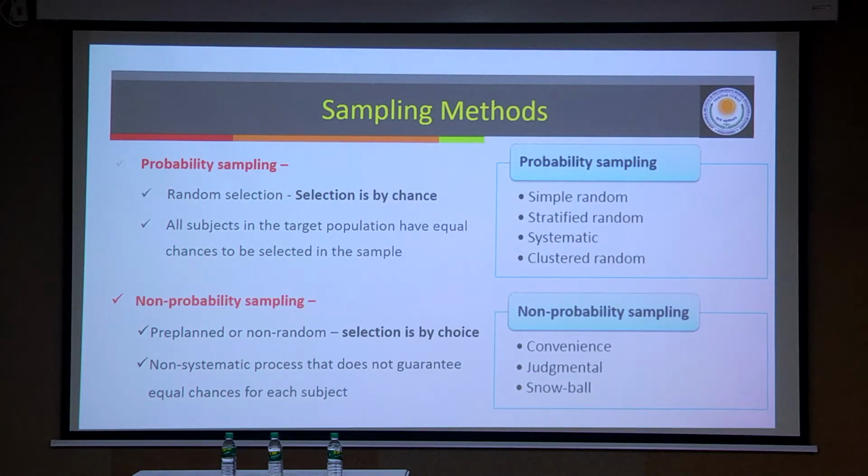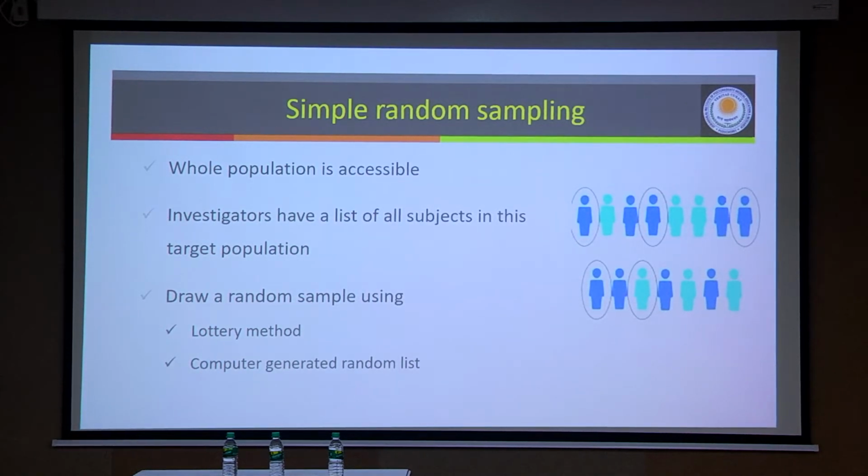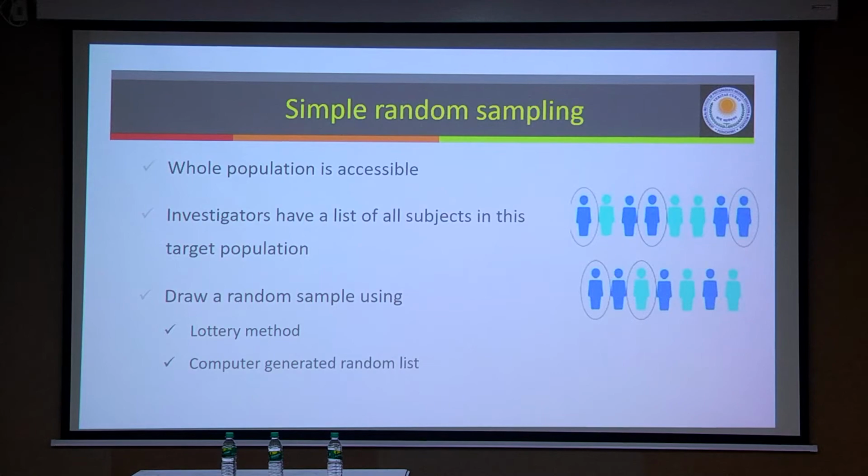I'll briefly run through each of the samplings because you need to know how sampling is done. That's one of the important areas which many of the reviewers will be interested in. So simple sampling is mostly applicable in field studies. What I mean by field study is, PSM people will be doing studies where you have access to the entire population. You know how many, from a database you get the number of pregnant patients in Pondicherry, you have the entire list of it. When you have such a list, you can draw a sample from it either by lottery method or computer generated random list.